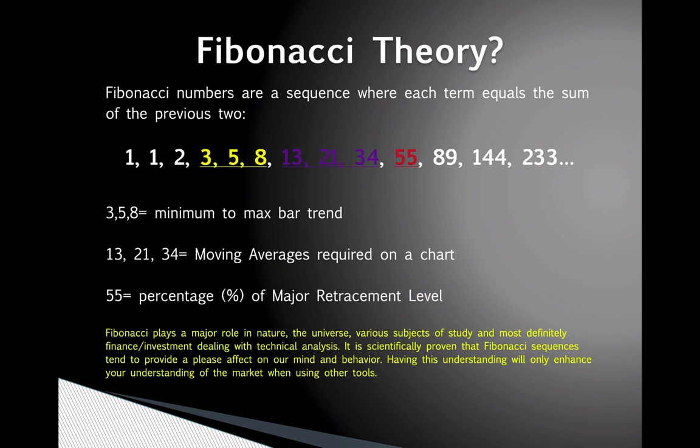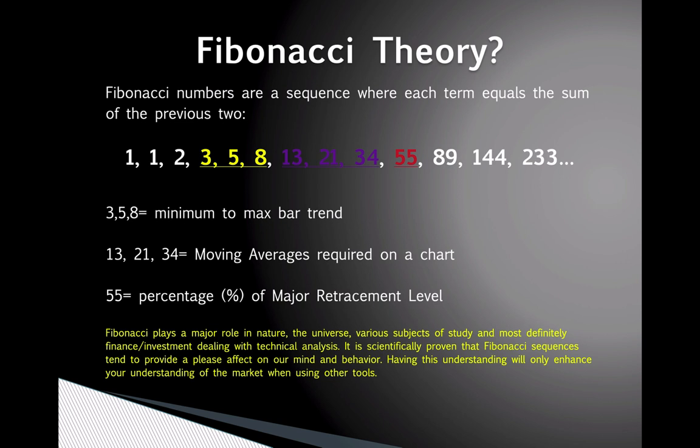So what is Fibonacci theory? It is a popular terminology that tends to apply to different aspects of life. But particularly in the markets, the Fibonacci numbers are a sequence where each term equals the sum of the previous two. So when we add 1 plus 1, we get 2. When we add 1 plus 2, we get 3. When we add 2 plus 3, we get 5. When we add 3 plus 5, we get 8, and so on and so forth. There's a bunch of numbers in that sequence that we actually utilize in trading.